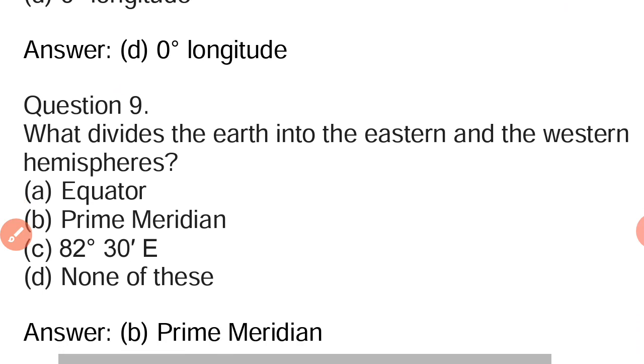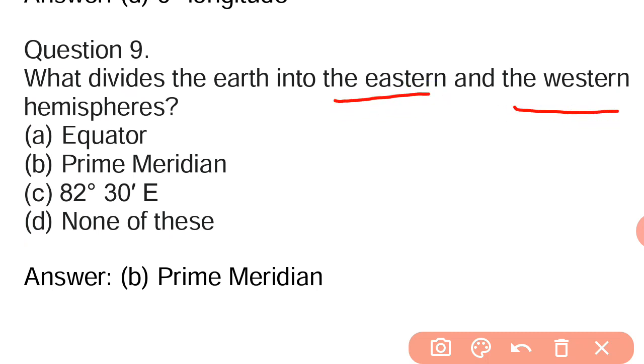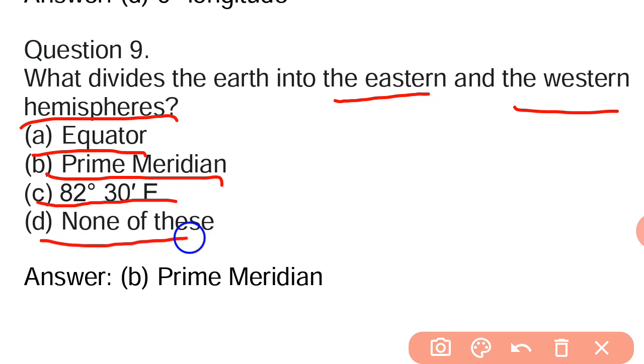Next question, what divides the earth into the eastern and the western hemispheres? Option A equator, option B prime meridian, option C 82 degree 30 minutes east, option D none of this. Right answer is option B prime meridian.